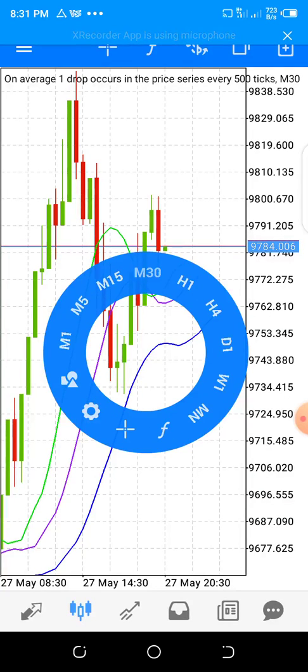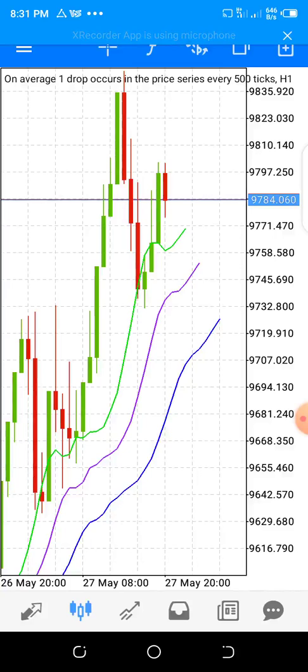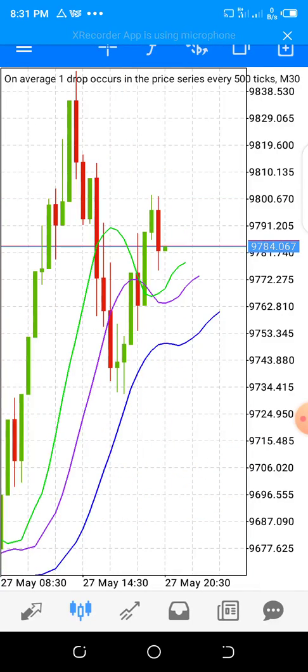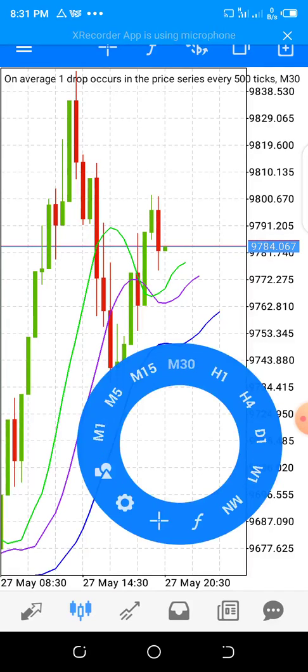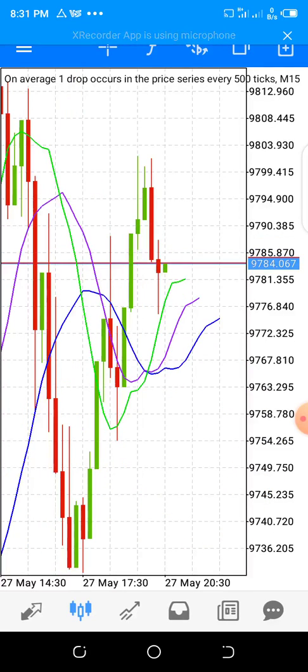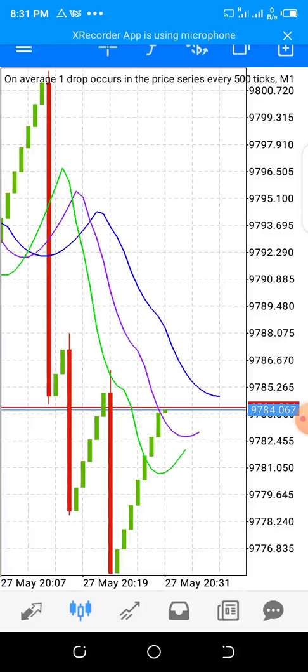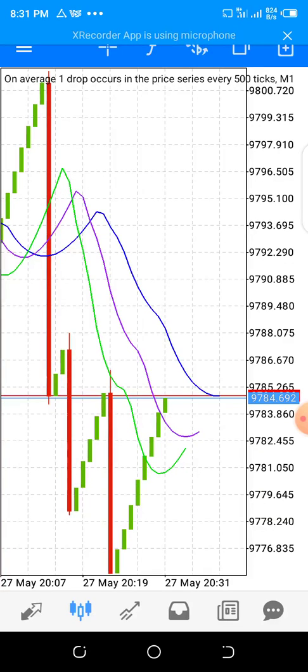When you look at the 1 hour time frame, it is what? It is still a bearish. So don't let the 30-minute time frame confuse you. Don't let the 15-minute time frame confuse you. With the 5 minutes, you could see that it is within. And with the 1 minute, you could see that it is within. It is still going. You can see that it is still going.